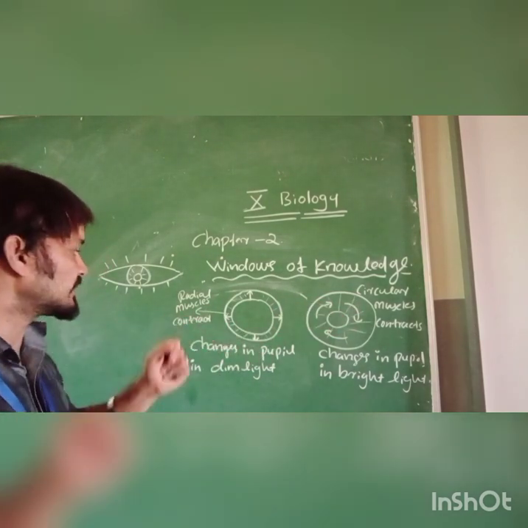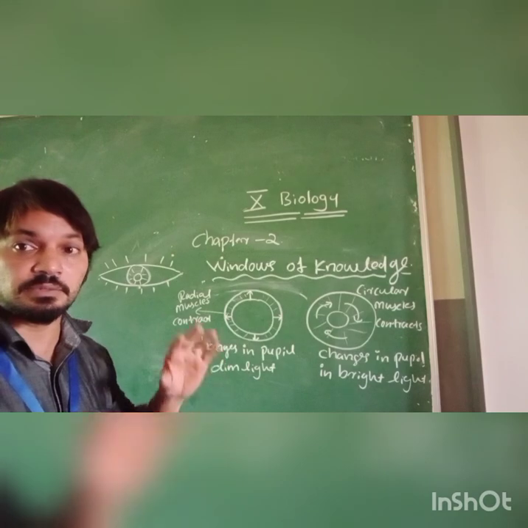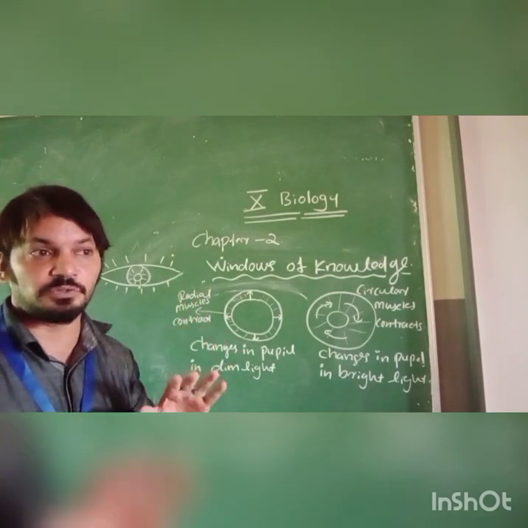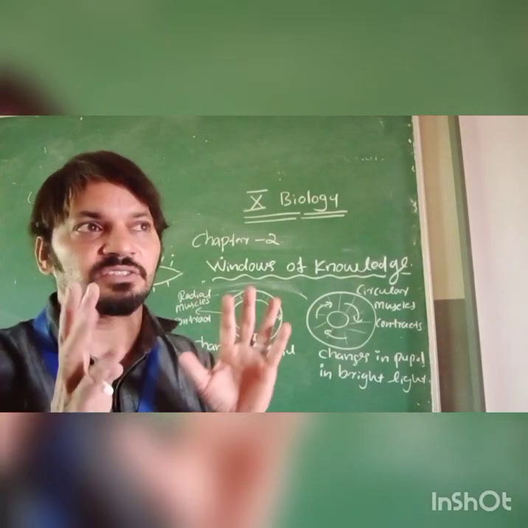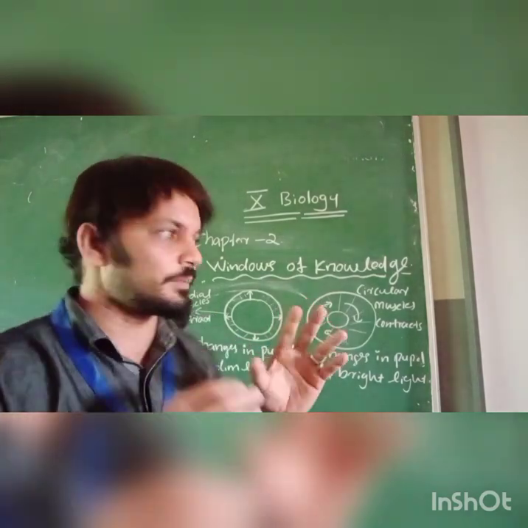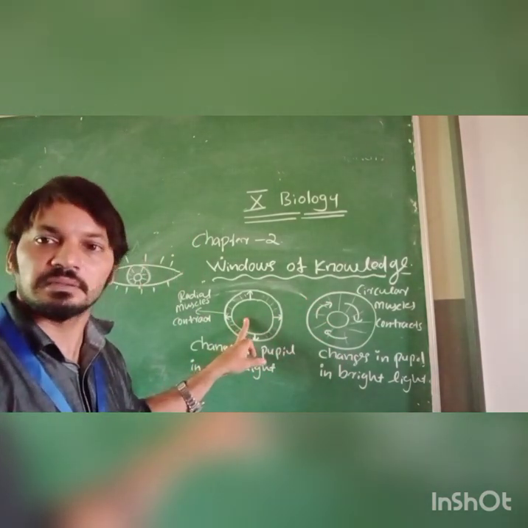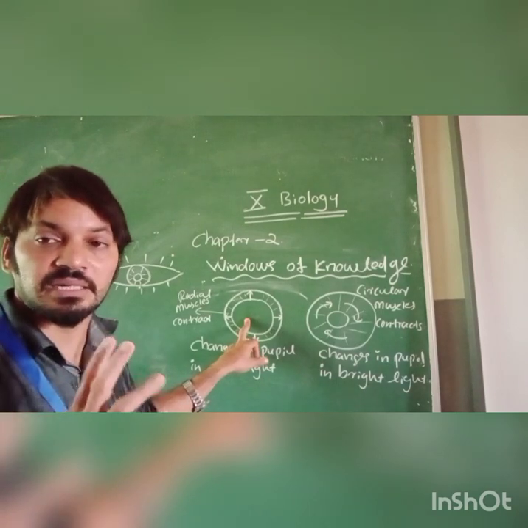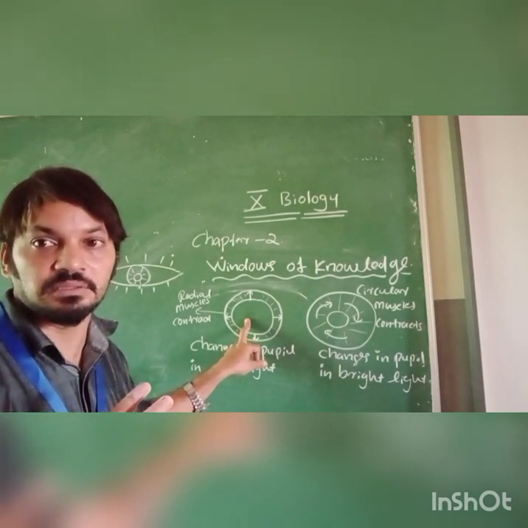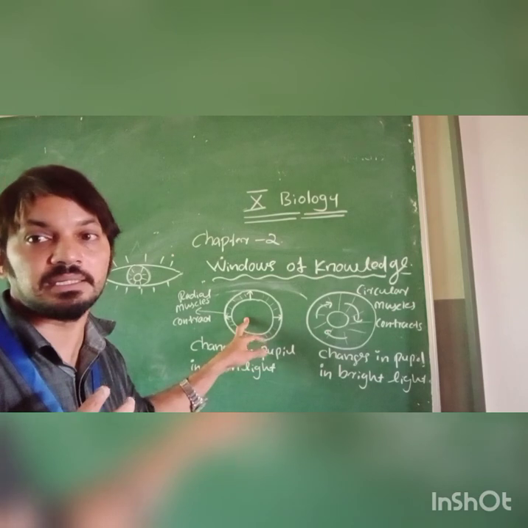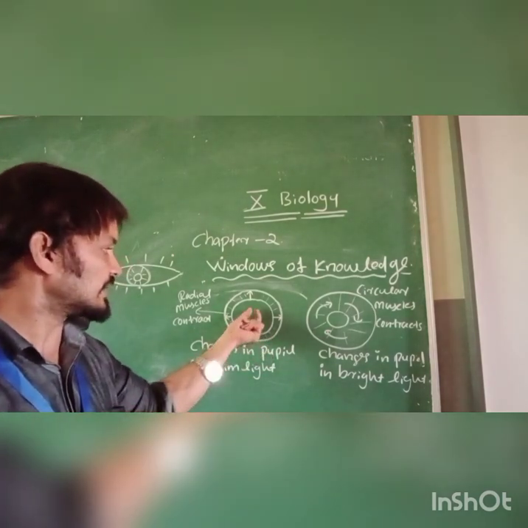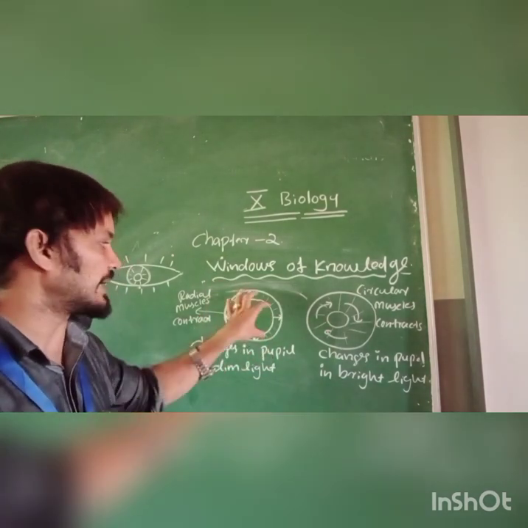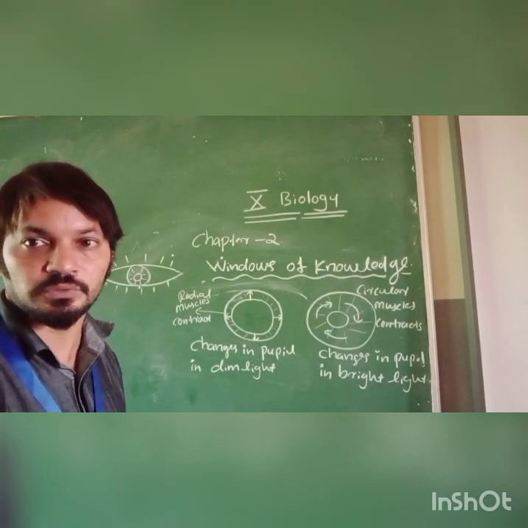When the radial muscle contracts, when you are in dim light, if you are entering a room where there is only dim light, that time the eye pupil size increases. Because without light you can't see any images. It means more light is required in dim light. That time its size will be increased, and more light enters the retina.